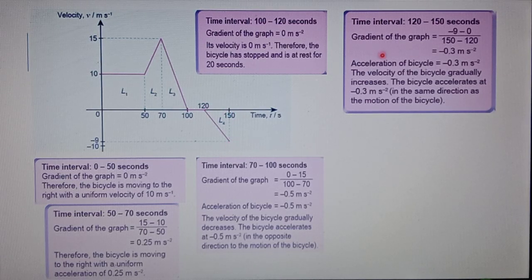So you will get -9 minus 0 divided by 150 minus 120. So you get -0.3 meter second -2. Thus, the acceleration of the bicycle is -0.3 meter second -2. So the velocity of the bicycle gradually increases. So the bicycle accelerates at 0.3 meter second -2 in the same direction as the motion of the bicycle.